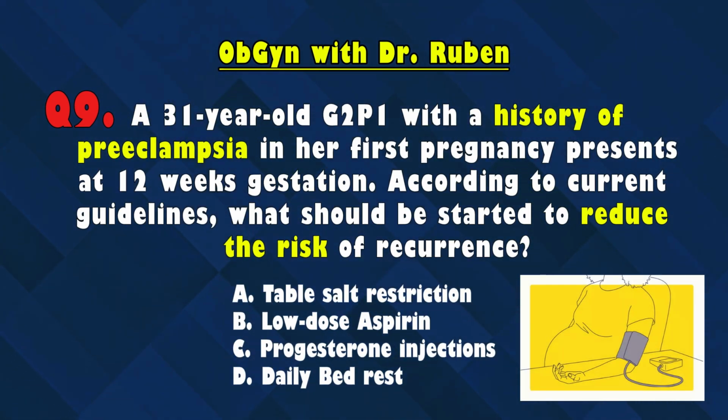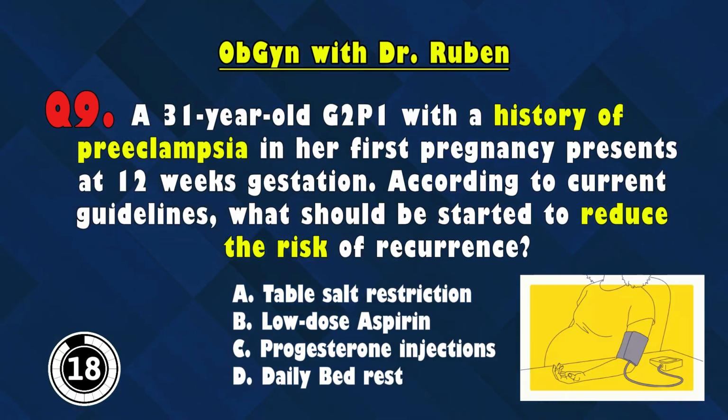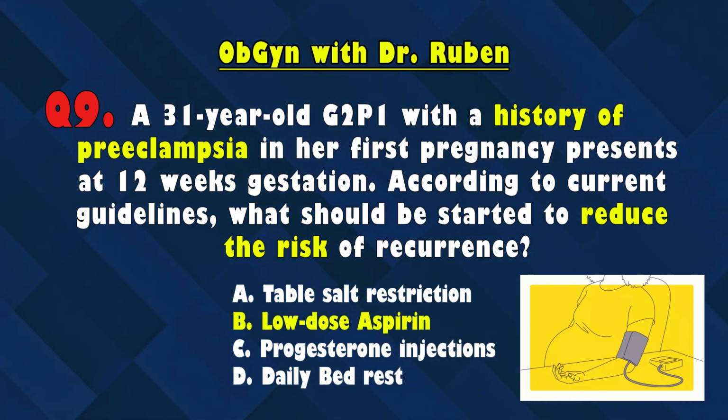A 31-year-old gravida 2, para 1, with a history of preeclampsia in her first pregnancy, presents at 12 weeks gestation. According to current guidelines, what should be started to reduce the risk of recurrence? The correct choice is B, low-dose aspirin.